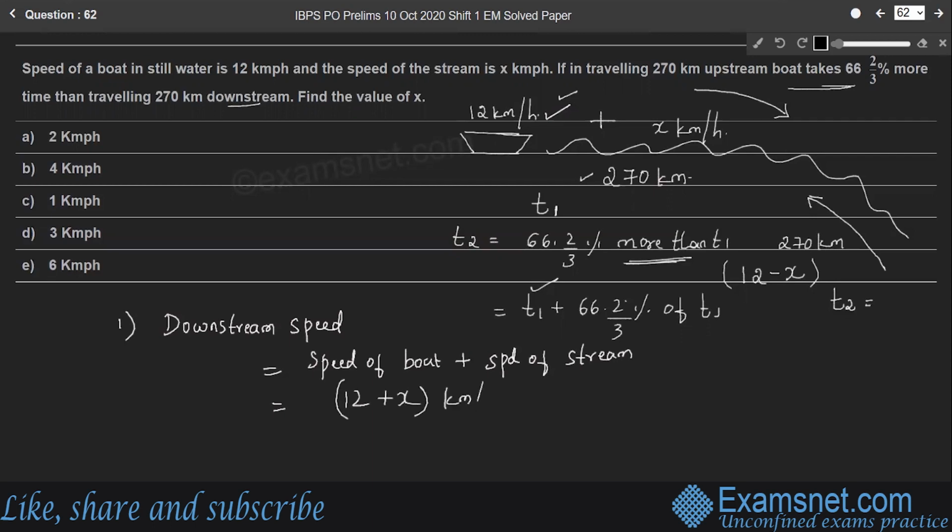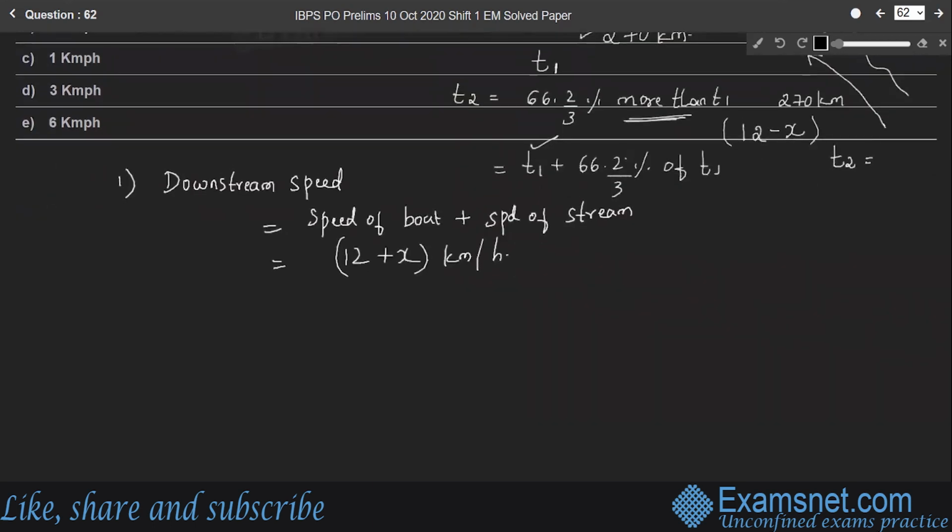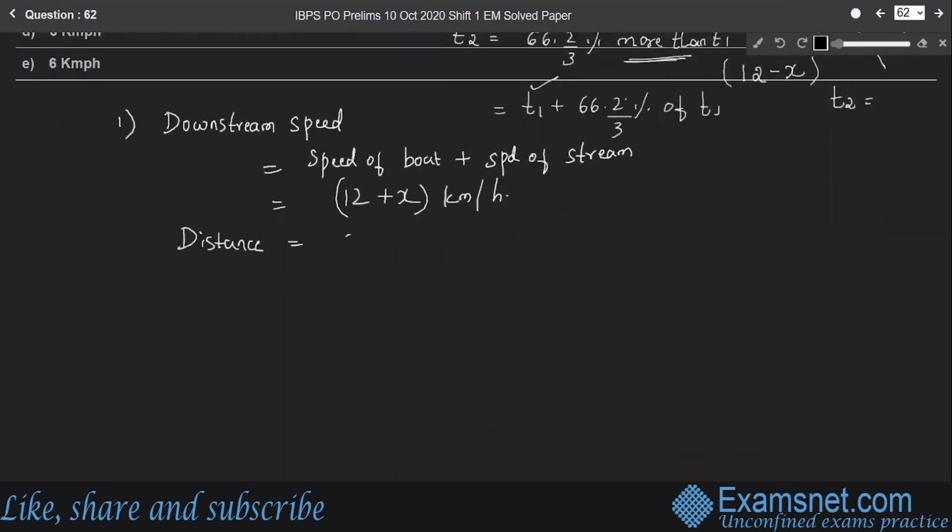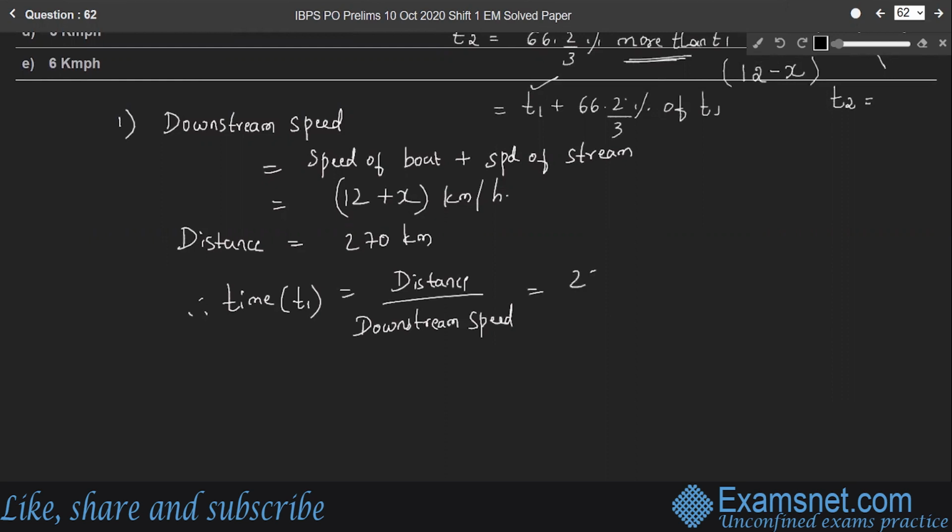The unit is kilometer per hour. Whereas the distance traveled by the boat downstream is 270 kilometers. Therefore, the time taken by the boat to travel downstream is distance by downstream speed, which is 270 divided by 12 plus x. Consider this as equation 1.